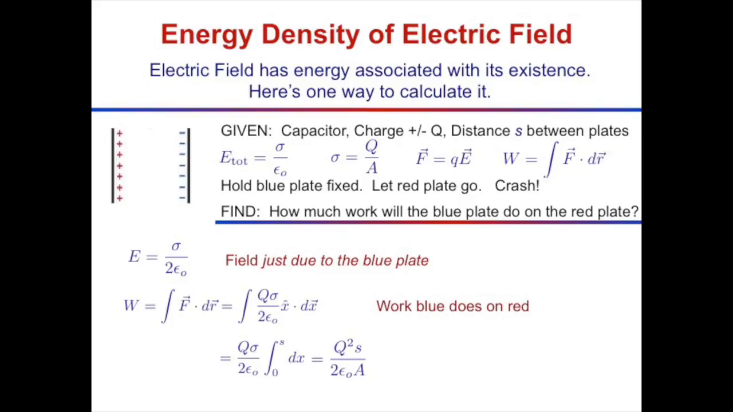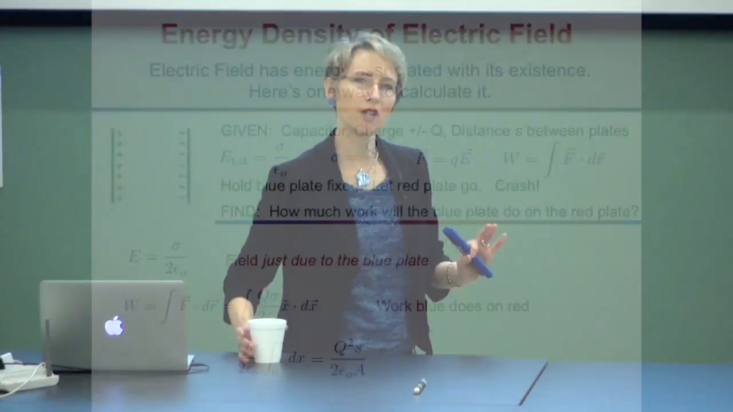It's just got to cover that distance. So q, sigma, and 2 over epsilon naught, those are all constant. They come out of the integral. And then I have integral dx from 0 to s. Now over here, I'm just going to gather terms. This integral here gave me an s. So there's the s over all. Sigma, I've changed into q over a. So there's an extra power of q here, and there's the divided by a. Okay? Do you have any questions so far?